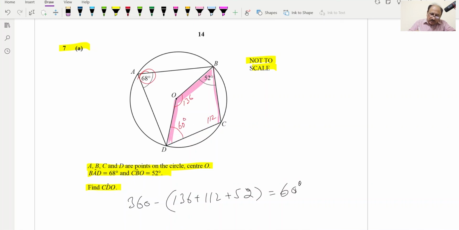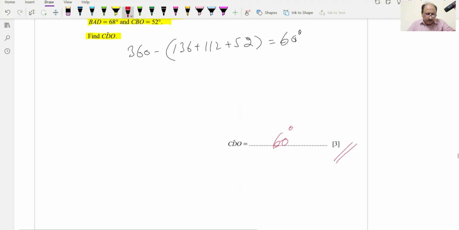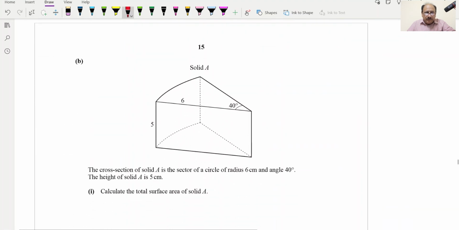I'm erasing the extra shading part. Now hopefully you understood this, and this angle is 60 degree. 3 marks part which we have done. Now they're saying B part. B part, they have provided us the cross section of a solid. A is the sector of a circle of radius 6.